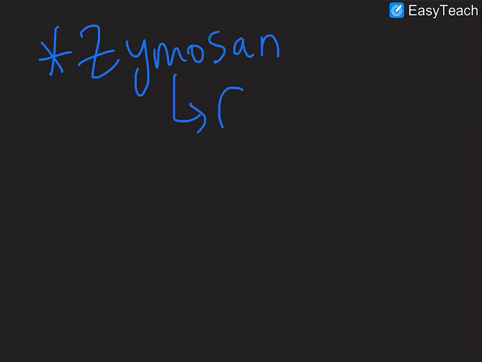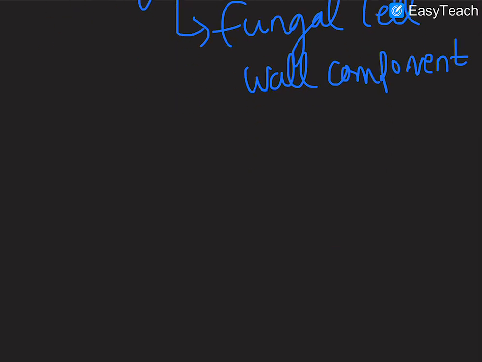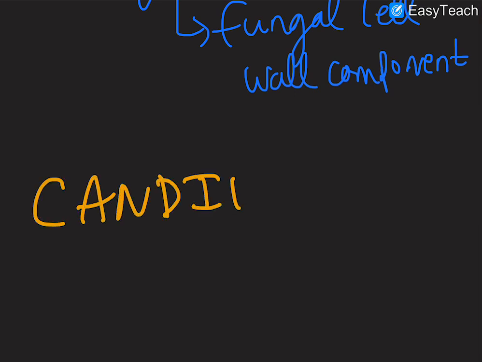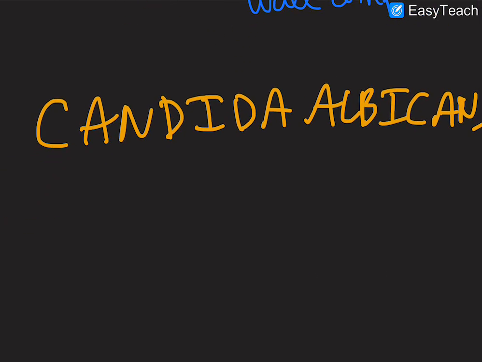Toll-like receptors 2 and 6 respond to something called zymosin. Zymosin is a fungal cell wall component. We'll see how this plays out in our example in this video, which is going to be Candida albicans. So let's say we have our oral mucosa, and Candida albicans enters the oral mucosa.